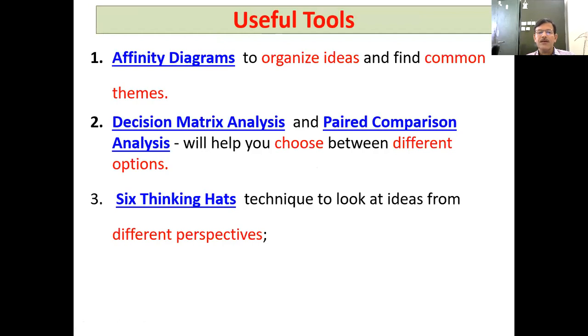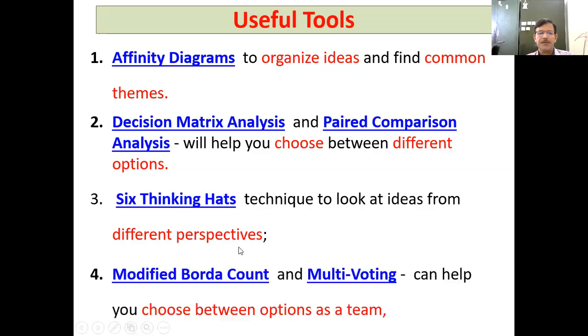The third tool is the Six Thinking Hats technique, to look at ideas from different perspectives. The fourth one is modified borda count and multi-voting. It will help you choose between options as a team. There are so many tools available. You can make use of these tools and then finalize and make a decision about the best solutions for solving the problems. So this is all about the brainstorming practical session.